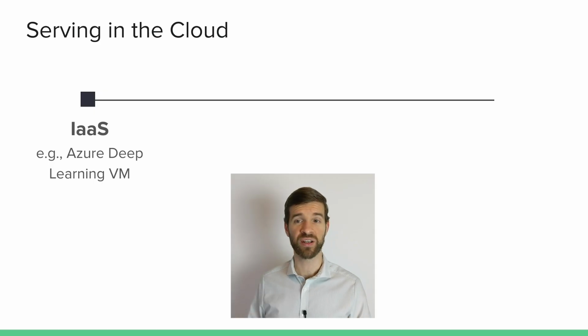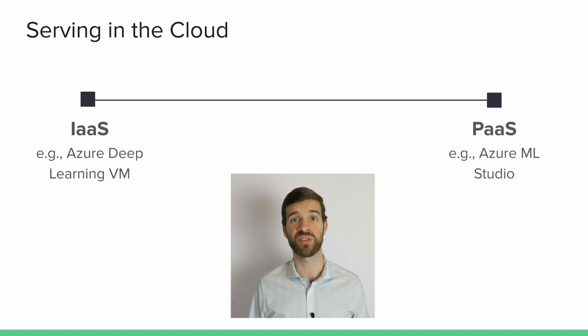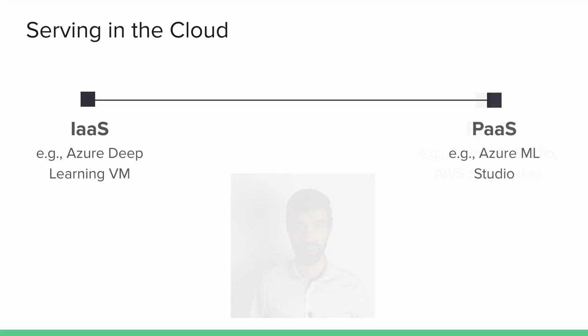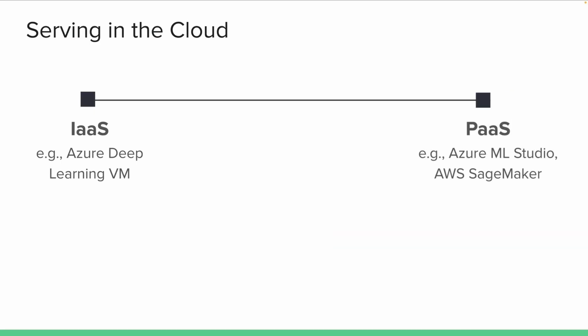On the other end of the spectrum, you can have platform as a service, basically having a service or a ready to execute tool that you rent. Azure Machine Learning Studio and AWS SageMaker would be examples of such commercial platforms as a service.